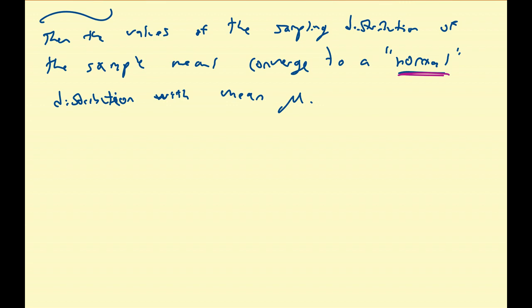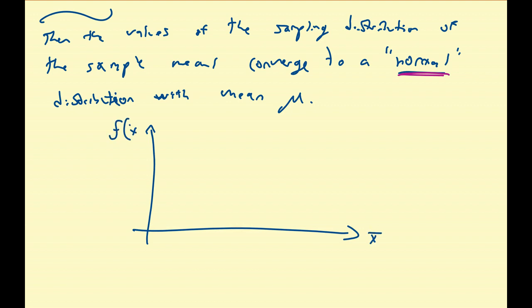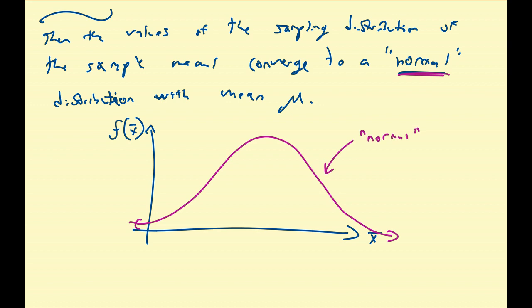So what is this distribution that it's getting close to? Of course this is going to be our x bar axis, and this is going to be, let's call it, the frequency distribution for x bar. And it's going to get close to this shape. So this shape is what we call a normal distribution. Nonetheless, it is a symmetric distribution, but that is not the only thing that characterizes it. And of course, this is going to be mu.